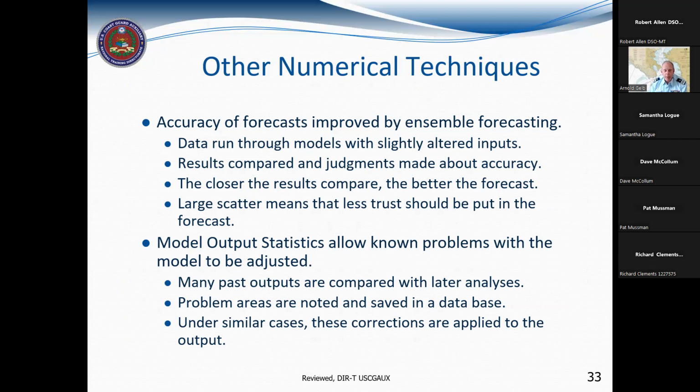There are output statistics that allow known problems with the models to be adjusted, and many past outputs are compared with later analyses. Problem areas are noted and saved in a database, and under similar cases, these corrections are then applied to the output.